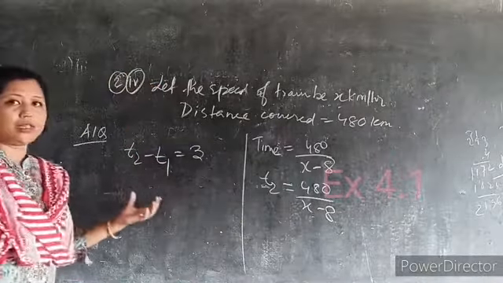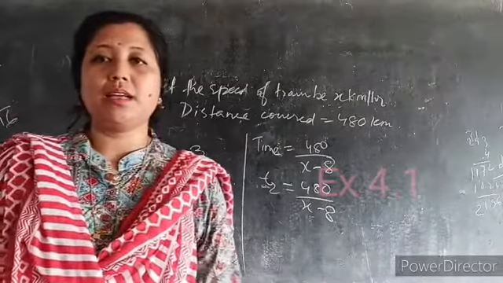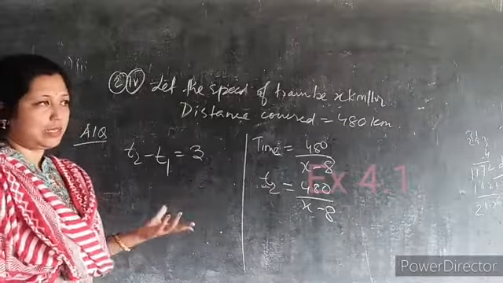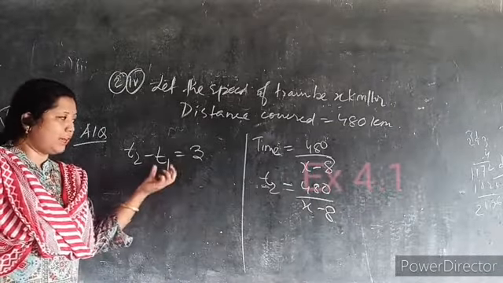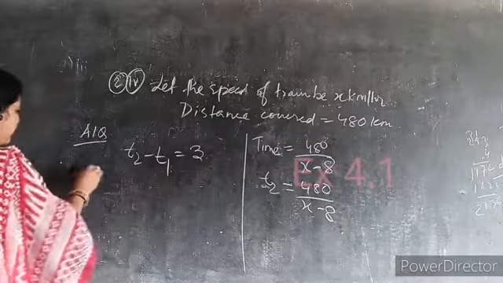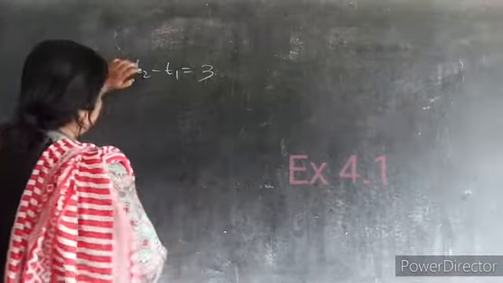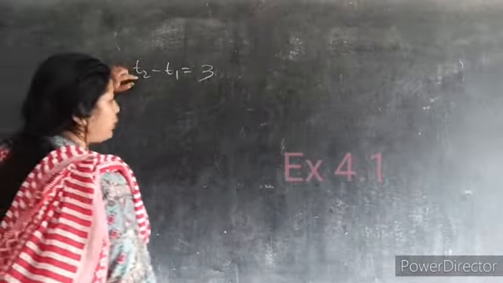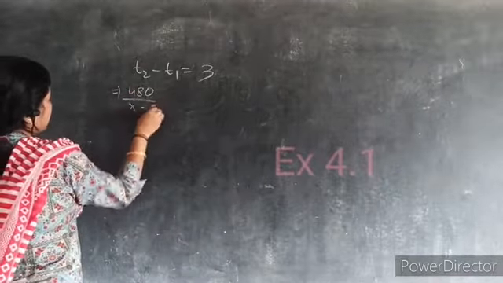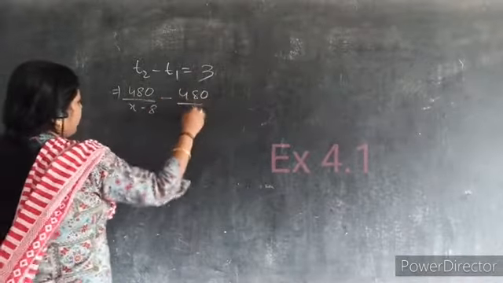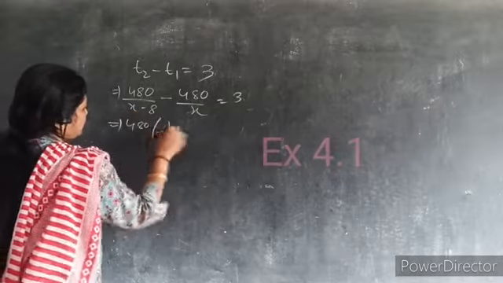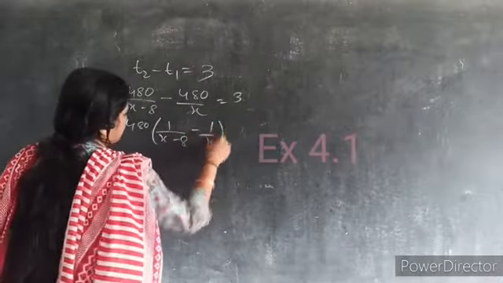That means if T1 we are completing in 3 hours, T2 will be taking more than 3 hours, that is 6 hours. So the T1 value is lower than the T2 time. Okay. So now according to the equation, T2 will be taking 3 hours more than T1. So T2 is 480 divided by x minus 8, minus 480 divided by x. So if I take 480 common, 1 by x minus 8 minus 1 by x.